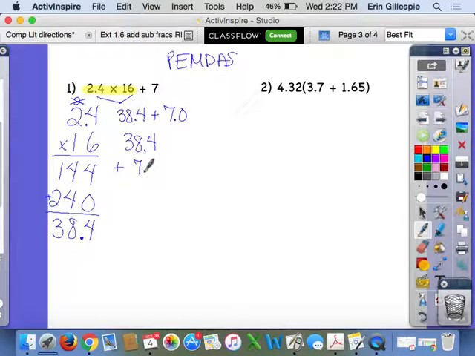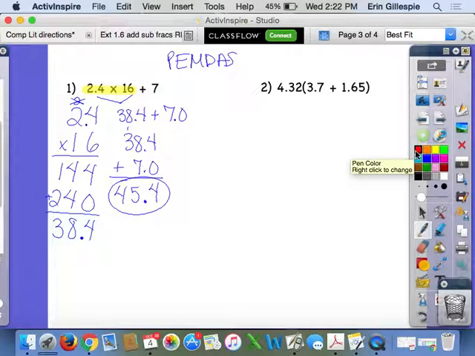38 4/10 plus 7 0/10. Now my decimals are lined up. Now I can add. 4 plus 0 is 4. In adding and subtracting, you just bring the decimal on down. 8 plus 7 is 15. Carry the 1. 1 plus 3 is 4. So our final answer there is 45 4/10.